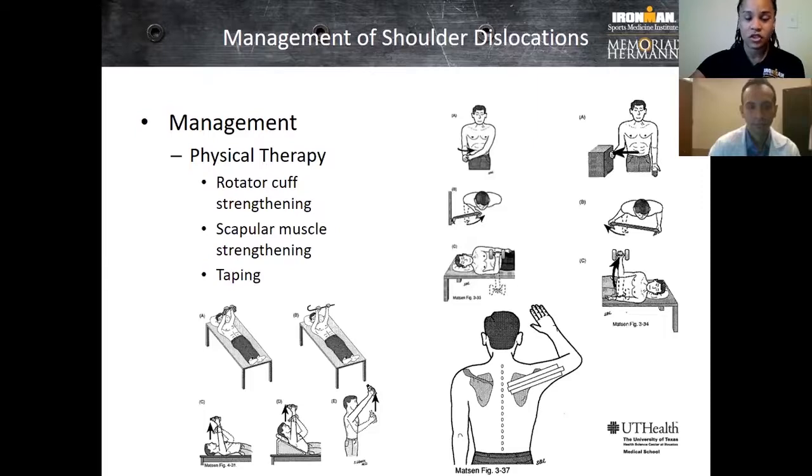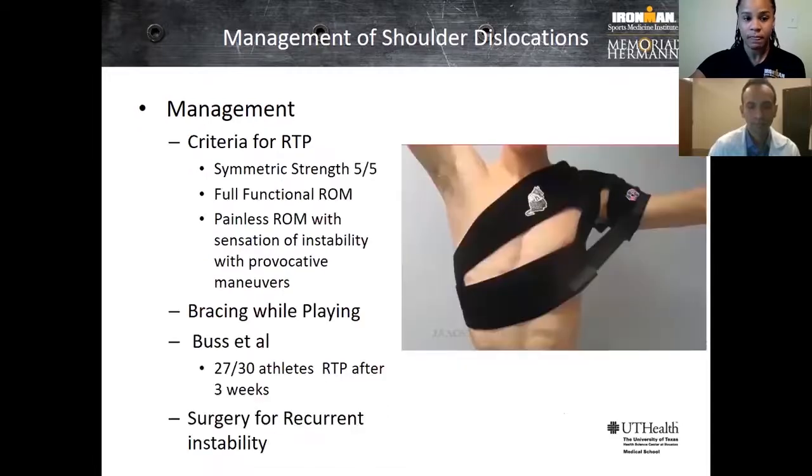And then as they start going, we can start doing more activities above 90. You may use some KT tape just to help with nerve firing and making sure they're going through the motions the correct way without compensation. As far as management goes, especially in football, there are a lot of braces and slings you can use.